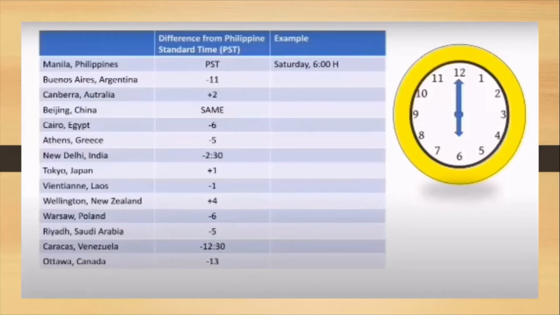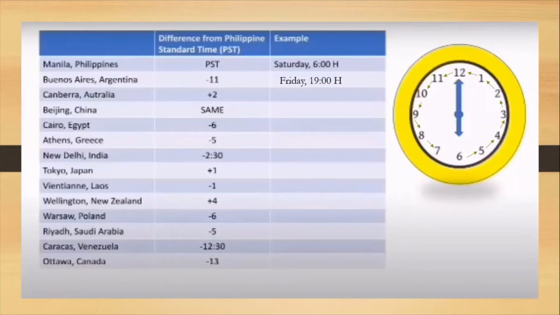Let's start with Argentina. They are delayed 11 hours. So we are going to move our clock back: 1, 2, 3, 4, 5, 6, 7, 8, 9, 10, 11. We already passed 12 at midnight, so the day there is not Saturday but Friday. The time in Argentina is 7 in the afternoon, 7 p.m., or in 24-hour format, Friday, 1900 hours.